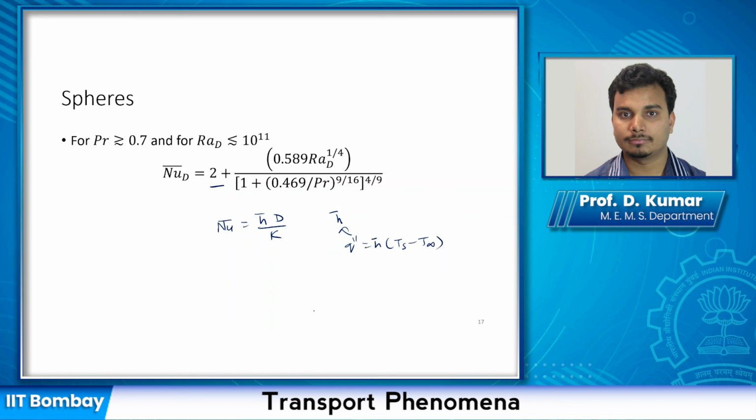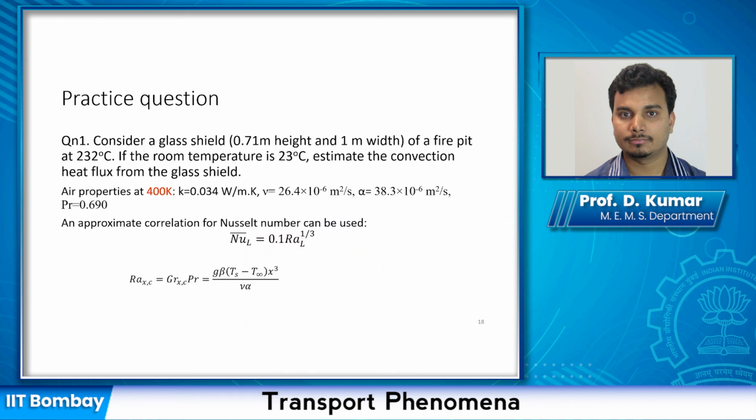All these correlations we did derive for fixed, constant surface temperature conditions. There are some correlations available for constant surface heat flux as well, but the whole idea was to give you an idea why these correlations have this dependence on Rayleigh number and Prandtl number. You should appreciate that it comes from your discussion on the basics of flow equations and energy balance equations. So with that, let us do a simple practice question.